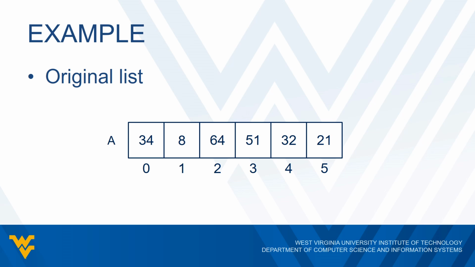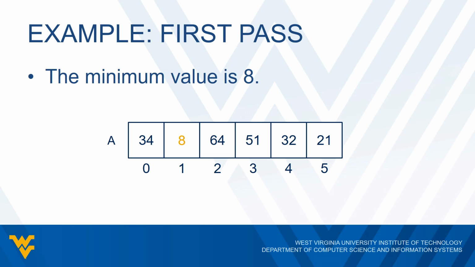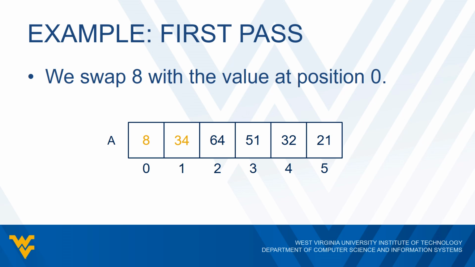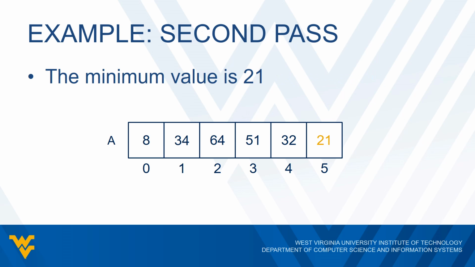Let's do the same example from before, except now we're going to use selection sort instead of bubble sort. We search the array to find the smallest value, which is 8, and we find that at A1. This means we swap 8 with the value at position 0. So we're going to swap the 8 and the 34. So now 8 is stored in A0.